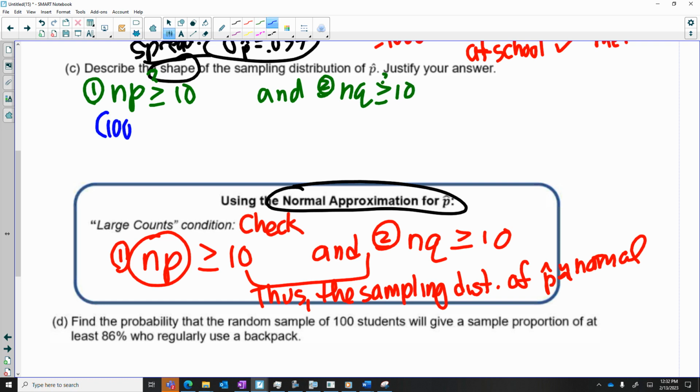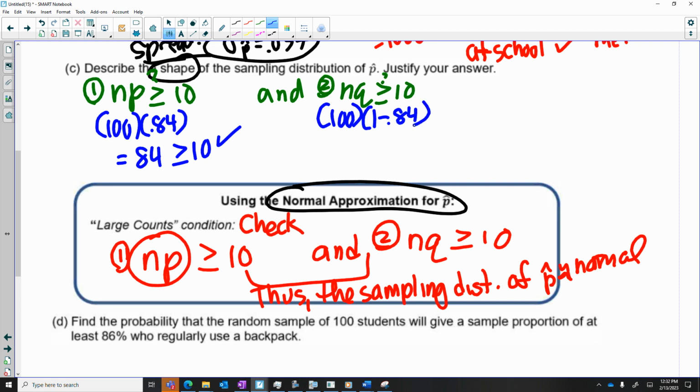n was 100, p was 0.84. 100 times 0.84 is equal to 84. Is that bigger than 10? Check. It is. That's good news. Now we're going to do n times q. 100 times 1 minus p, which is 16. Is that bigger than 10? Yes. So if these two are met, then that means n is large enough that the large counts condition is met.